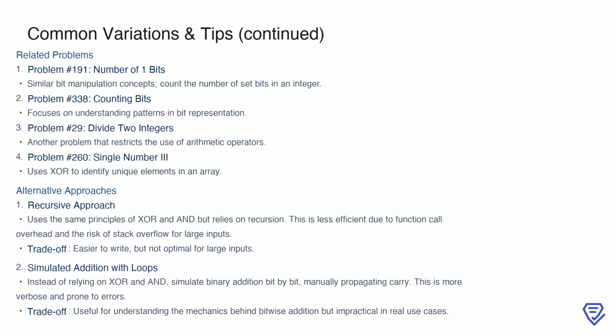When it comes to alternative approaches, you might consider a recursive solution. This method still uses XOR and AND but replaces the iterative loop with recursion. While it's easier to write, it's less efficient due to function call overhead and the risk of stack overflow with large inputs. Another option is simulating binary addition manually with loops. This involves propagating carry bit by bit without relying on XOR and AND. However, this approach tends to be verbose, error-prone, and less practical for real-world use cases. These alternatives are great for learning but may not be optimal in an interview setting, so weigh the trade-offs carefully.